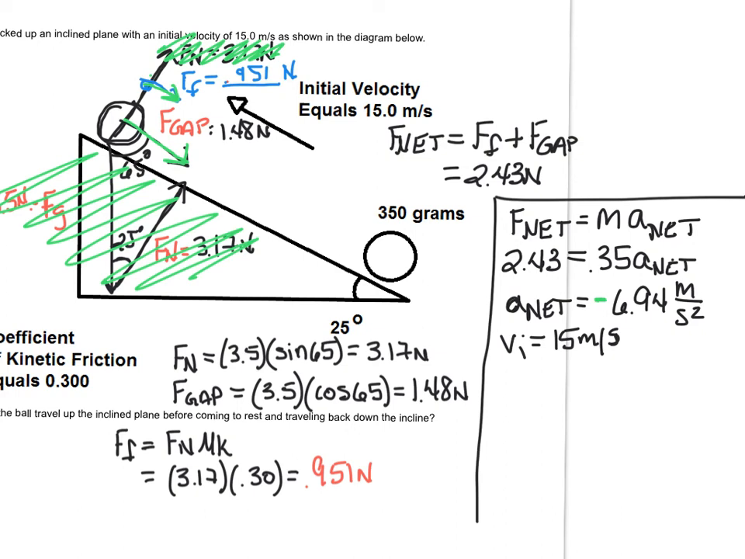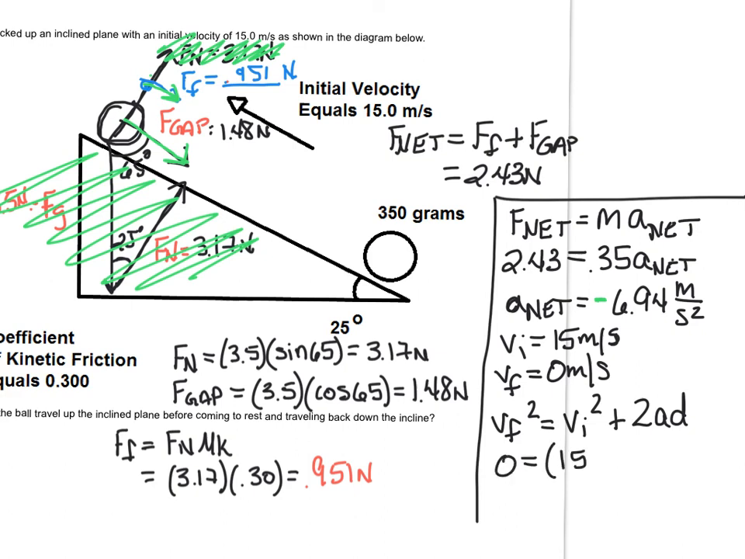Our known initial velocity is 15. Our known final velocity is 0 because this object will come to rest at some point traveling up the inclined plane. The question was asking for d. What's your distance traveled? The best equation to use in order to solve for that is vf squared is equal to vi squared plus 2ad. Plugging in. And solving.